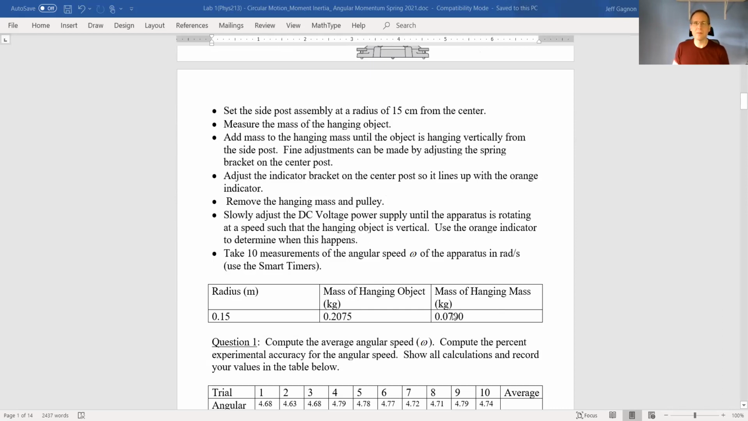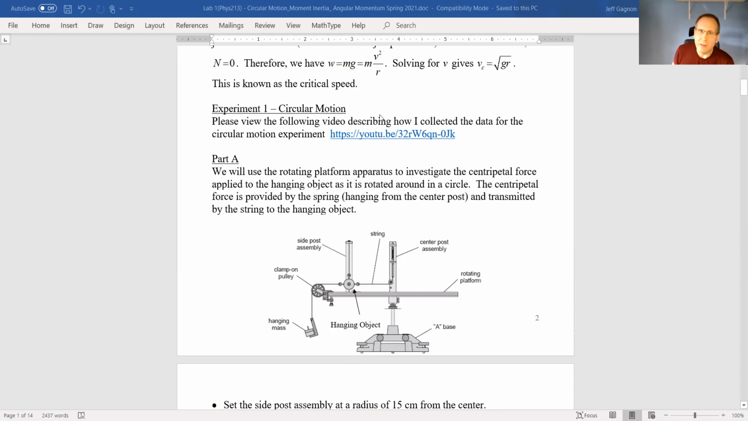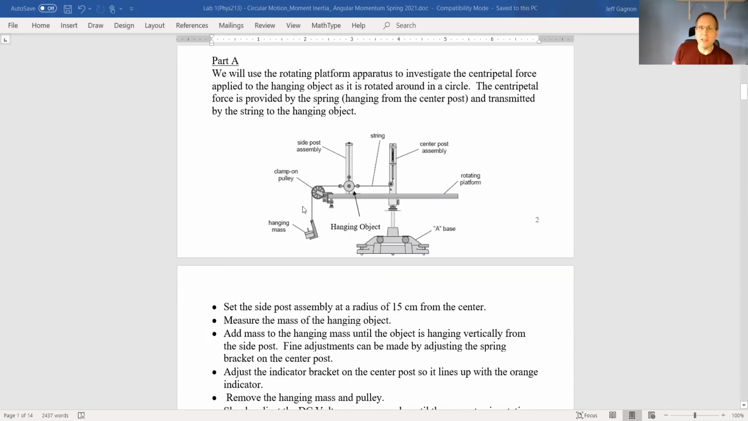0.0700 kilograms. All right, later you're going to have to calculate the experimental centripetal force, but that's simply going to be this mass times g, right, times 9.8. Okay, now, again, you have to watch the video to see how I did all this. Now this string is taken off, and the hanging object will swing up a little bit, but when you start it spinning, it'll go back down until it reaches the vertical position. And we know that because there's a little orange indicator here that lines up with the bracket. So I know it's hanging exactly vertically.